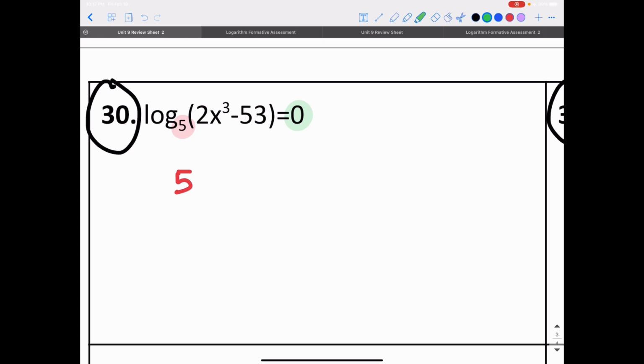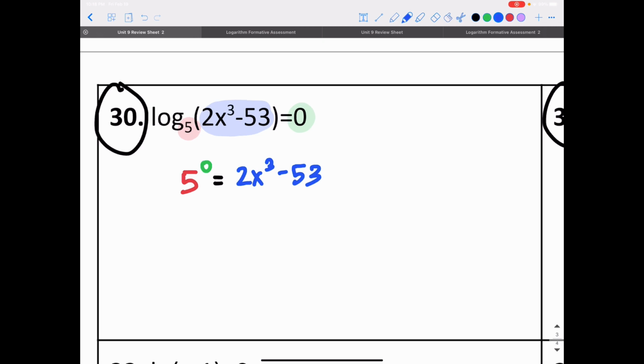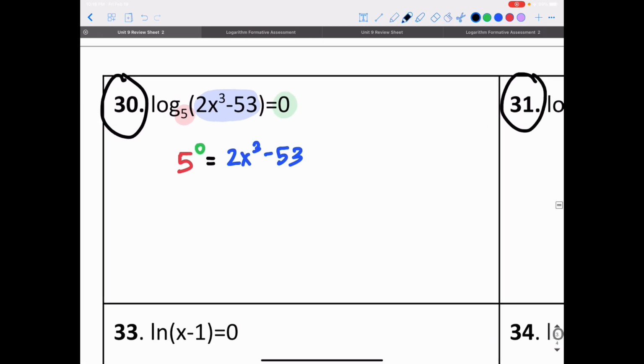My exponent is always the number that's by itself on the other side. A logarithm represents an exponent, so that logarithm is equal to an exponent. My exponent is going to be 0. The answer is everything that's inside of the logarithm, and that is 2x cubed minus 53. From here, I'm going to simplify the left-hand side. 5 to the 0th power is 1. I have 1 is equal to 2x cubed minus 53.